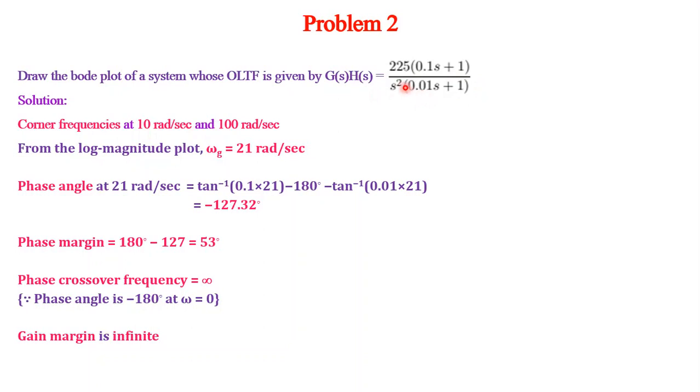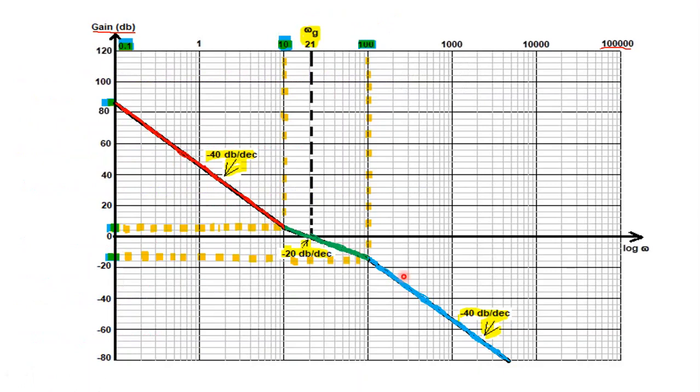Therefore I can say the initial slope is minus 40 dB per decade up to 10. Then minus 20 dB per decade from 10 to 100. Again from 100 it is minus 40 dB per decade. So that is how the plot is. Therefore, to accommodate this, take the scale. So we have to mark at 10, 100, all that.